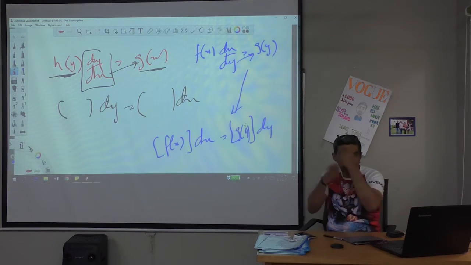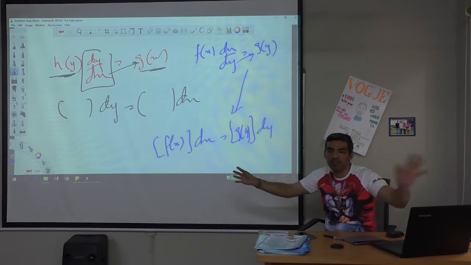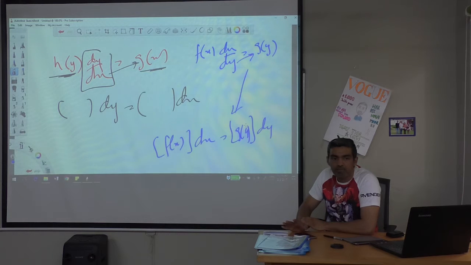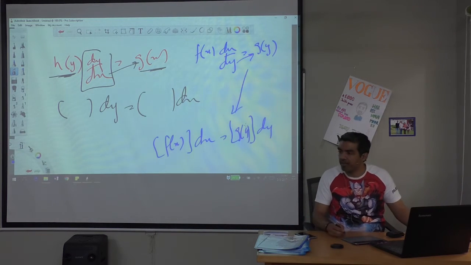So it depends on where your dx is and where your dy is, and accordingly you will have to have your functions with them. Does it make sense? Are we good? Okay. So this is how we will be separating them.